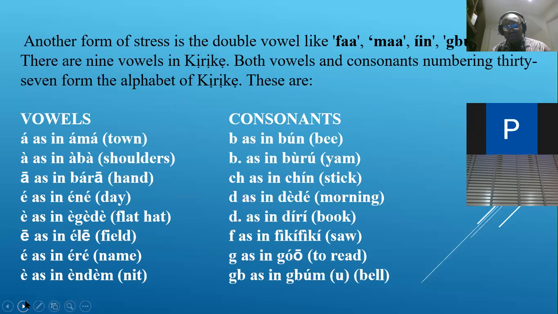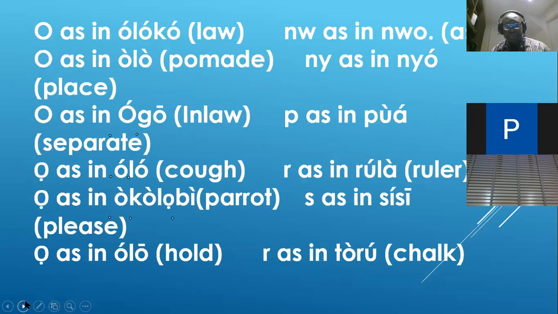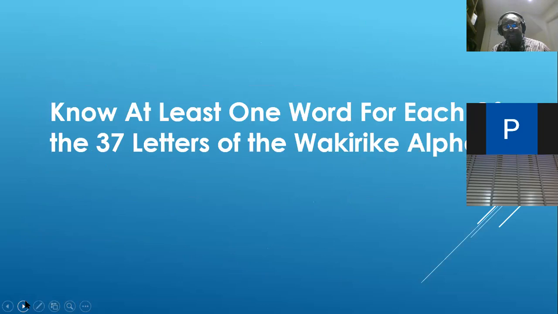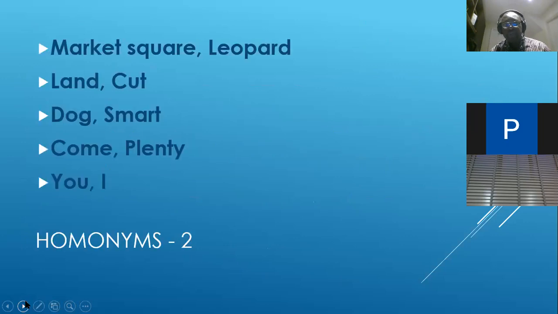And what I'd like us to do is try and know at least one word for each of the 37 letters. There are a few examples there. So know at least one word for each of the 37 letters of the Wakrike alphabet, and that would be a good start.